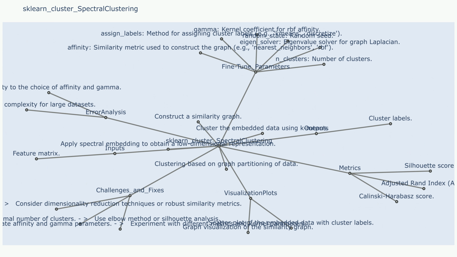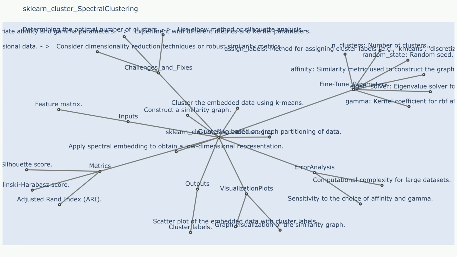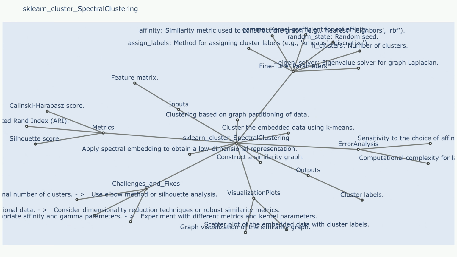Fixes to challenge 1. Pre-process the data to remove noise or outliers. Use robust affinity functions that are less affected by noise. Challenge 2. Determining the optimal number of clusters. Sample use case that resulted in challenge 2: the number of clusters is often unknown and needs to be determined from the data. Fixes to challenge 2. Use the elbow method or silhouette analysis to evaluate different numbers of clusters and choose the best one.